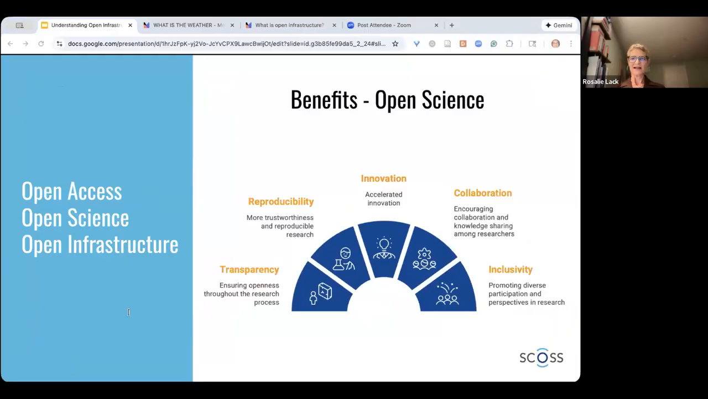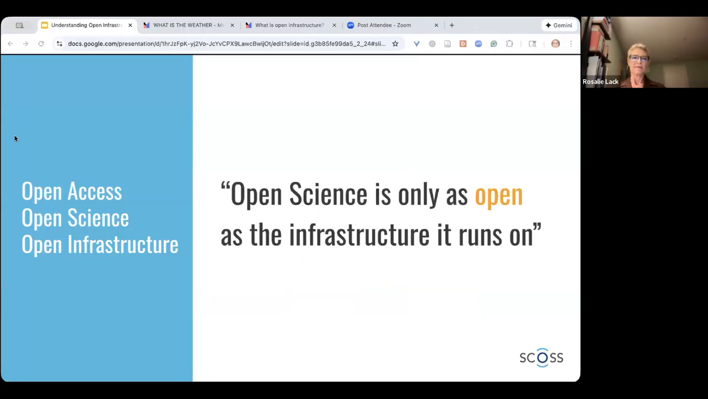So we're talking about, oh yeah, let me get back to collaboration and then more inclusivity. So open systems allow for diverse participation. So all these benefits I've just gone through, which sound wonderful, accelerated research, more citations, more access for more people, all of that really comes down to open science, however, is only as open as the infrastructure that it runs on.